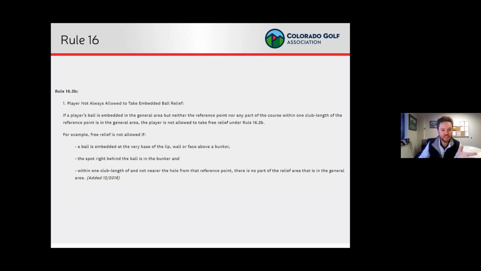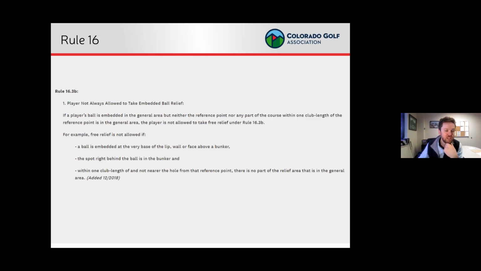And there's a clarification here that says you're not always allowed to take embedded relief. So the rules outline when embedded relief is allowed, not if you're able to take it. So if these situations exist, then yes, you can take it. Your ball is in the general area and you have general area behind you to drop the ball, then you are allowed to take it. It doesn't guarantee you're automatically allowed to take it.